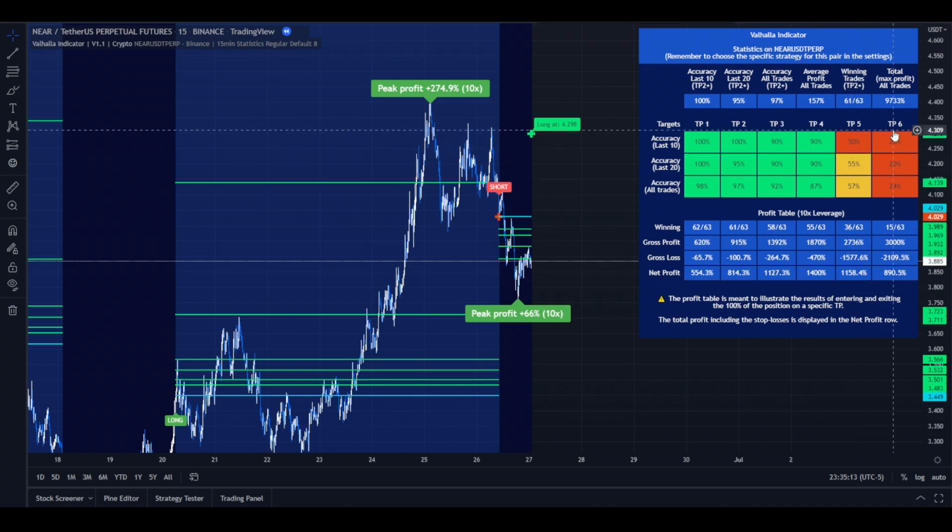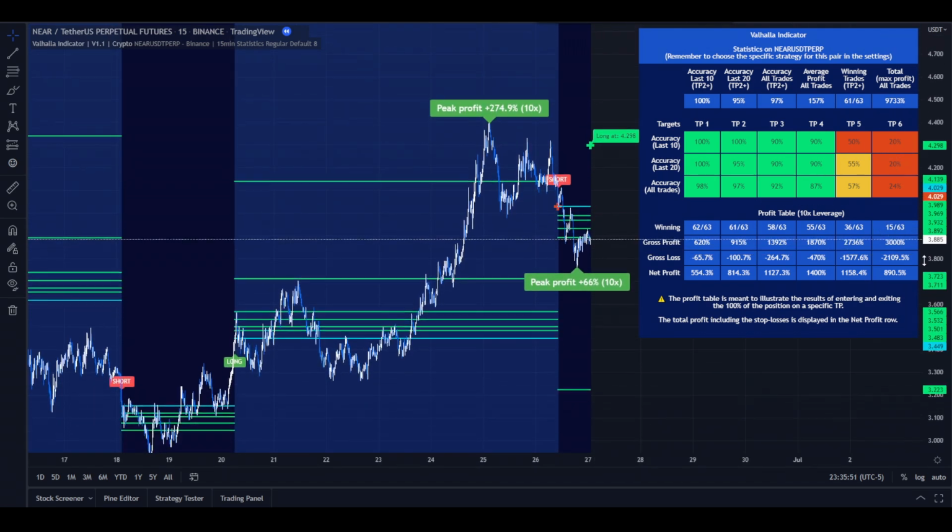So, for example, for this strategy, for this specific coin, if you would have entered every trade and decided to take profit only on take profit level 4, you would have won 55 out of 63 trades, resulting in a gross profit of 1,870%, a gross loss of minus 470% for the trades that didn't reach take profit 4, and finally netting a profit of 1,400%.